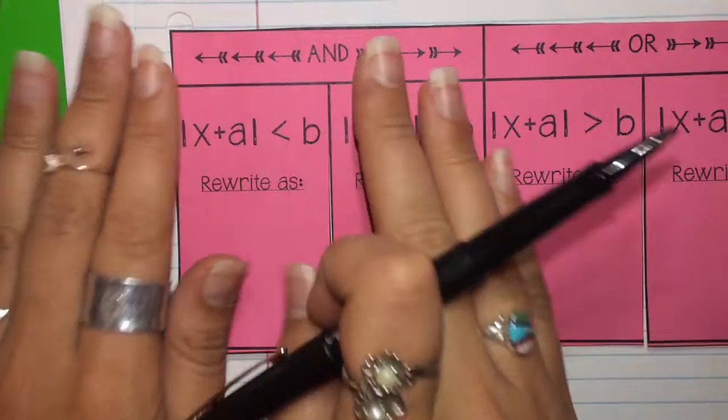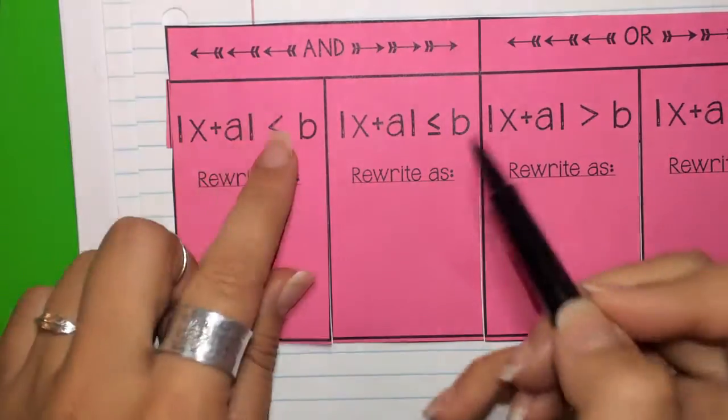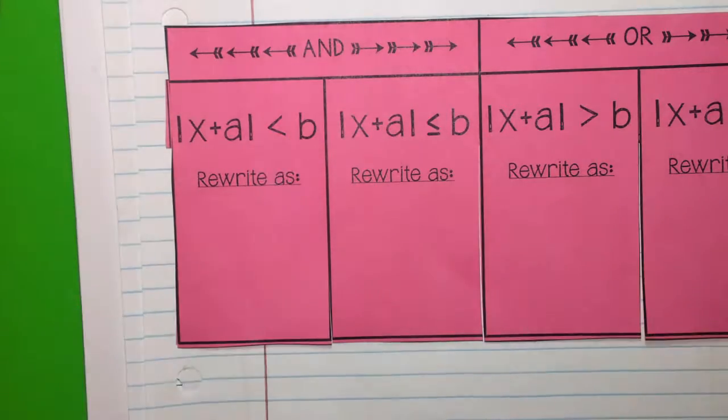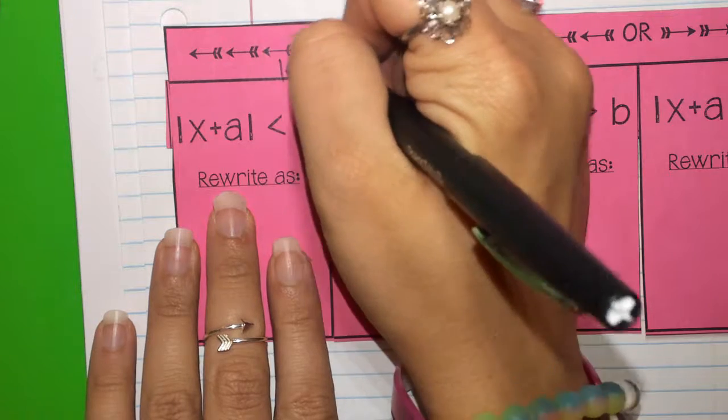Let's look at this right here. So we're going to start on the and side. Now, these symbols are what? Less than. So less than is and.